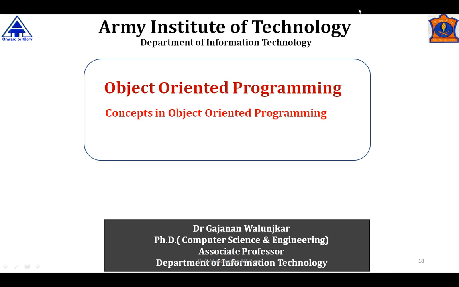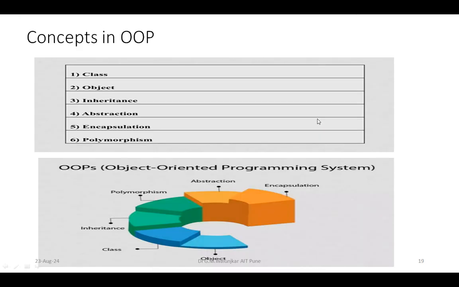Hello, I'm Dr. Gajanan. Today, we're going to see the concepts in object-oriented programming. The concepts like class, object, inheritance, abstraction, encapsulation, and polymorphism. These are the important concepts in object-oriented programming. So, one by one, we'll see each one.